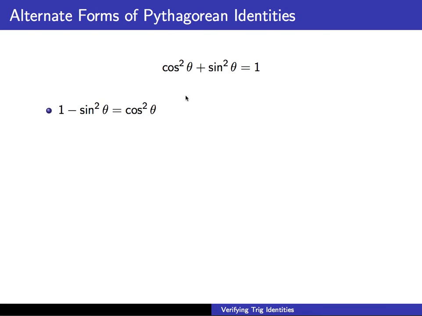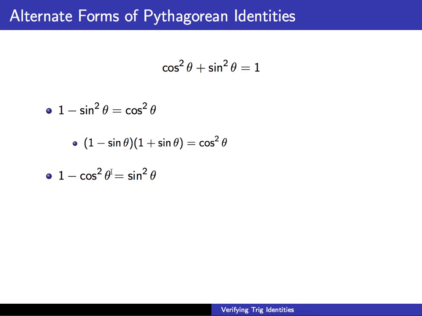So for instance, if we subtract sine squared from both sides, we get cosine squared of an angle is 1 minus sine squared. And 1 minus sine squared we can factor as a difference of squares, 1 plus sine times 1 minus sine for cosine squared. So this is just the factoring of 1 minus sine squared as a difference of squares. Likewise, if we subtract cosine squared from both sides, we get sine squared is 1 minus cosine squared. And just like we factored 1 minus sine squared as a difference of squares, we can also factor 1 minus cosine squared as a difference of squares. So sine squared could also be 1 plus cosine times 1 minus cosine.